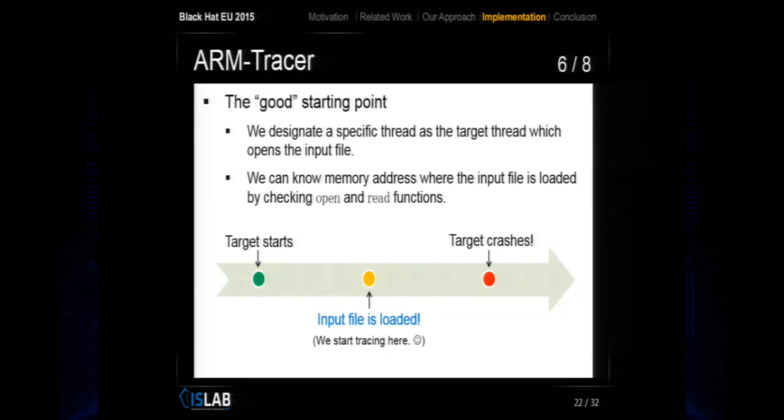Now we are ready to perform the instruction tracing in ARM architecture. We can start tracing from the good point where the input file is loaded. And we don't need the previous log for the analysis. At this point, we designate a specific thread, which opens the input file, as the target thread. In addition, we can automatically figure out the memory address where the input file is loaded by checking open and read functions.